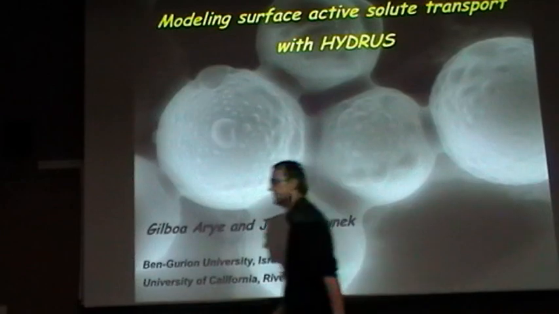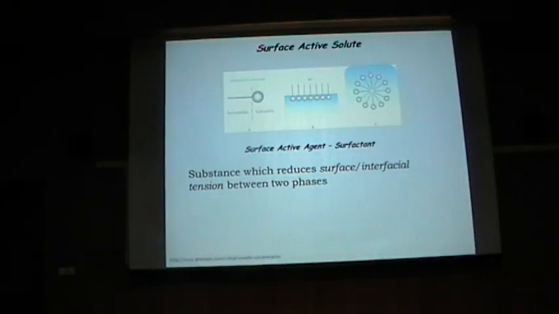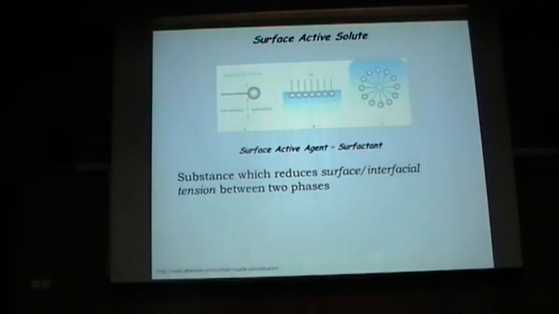How we can model their transport with Hydrus. So, a surface active solute would actually have a surface active action and what we call a surfactant. Surfactants are basically a schizophrenic molecule. They both like and don't like water.